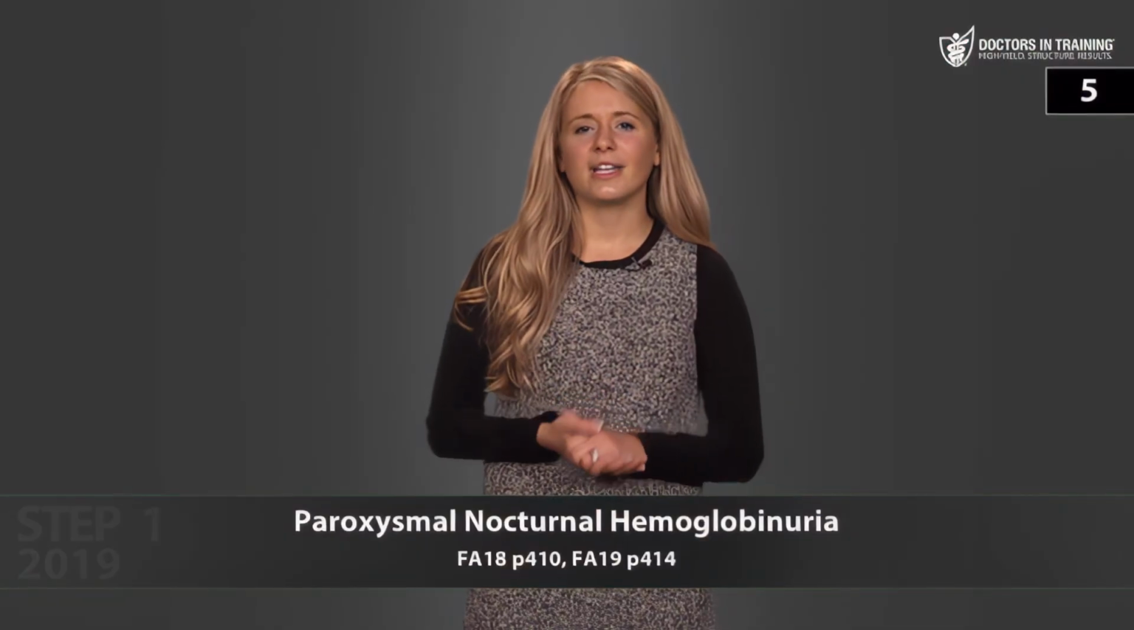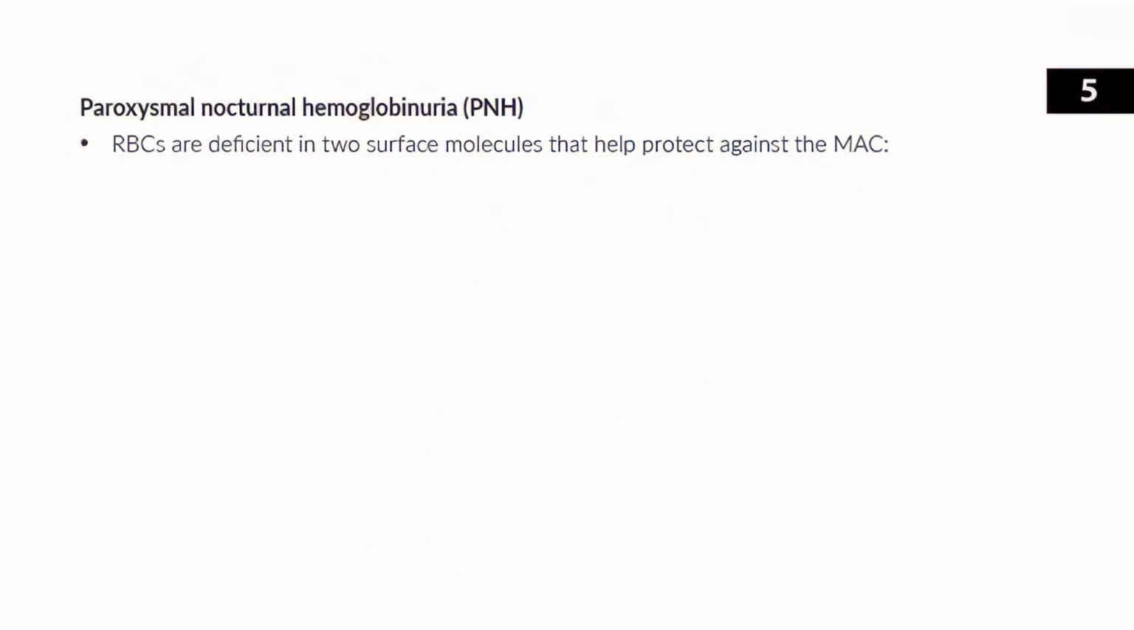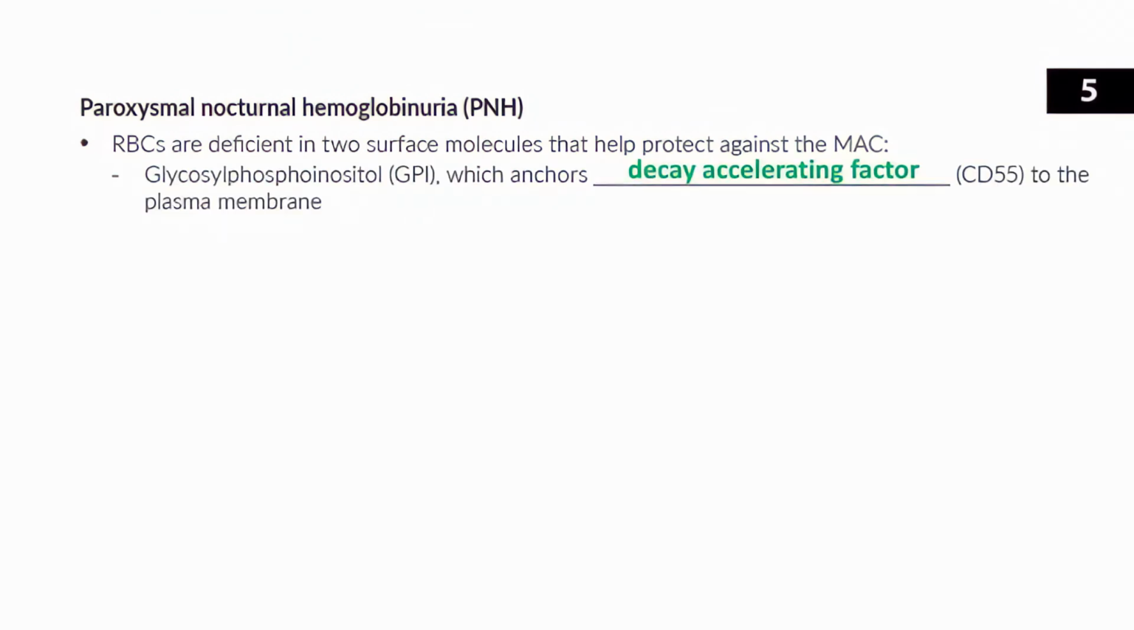Take a look in your study guide and let's talk about PNH for just a moment. PNH occurs in individuals whose red blood cells are deficient in 2 surface molecules that are involved in protecting the cell from destruction by the complement in the MAC. The first is a glycolipid called GPI, or glycosyl phosphatidylinositol, which is a molecule that anchors various cell surface proteins to the plasma membrane, including decay accelerating factor, or CD55.